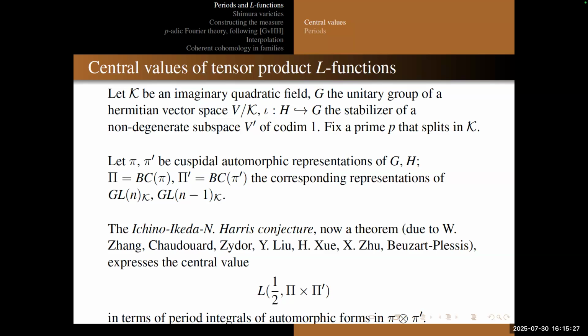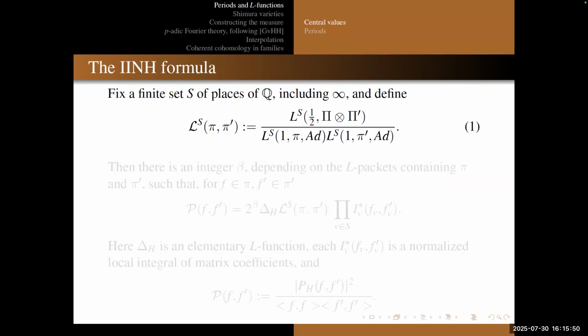It's a remarkable formula that expresses the value of an L function. Remember, the L function is defined by an integral. It doesn't converge absolutely at s equals 1/2, but it has an analytic continuation. And then this value at s equals 1/2 has a remarkable description, which I will have to describe in several slides.